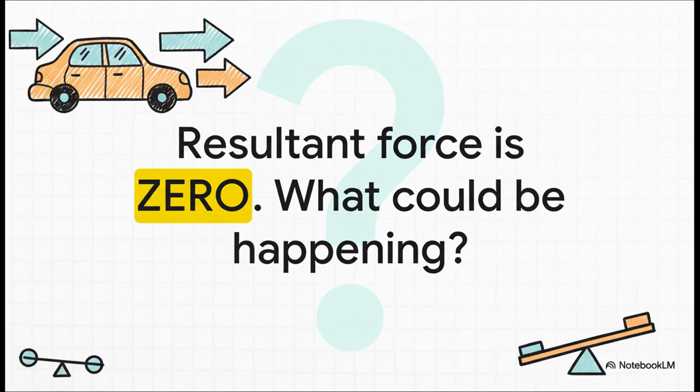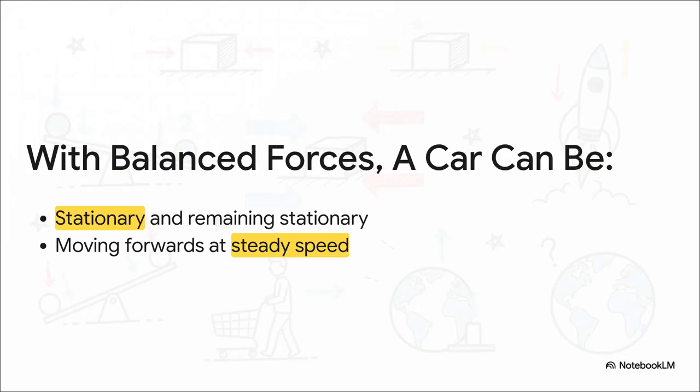So take a look at this car. It's got 75 newtons pushing it forward and 75 newtons pushing it back. The forces are perfectly balanced. The resultant force is zero. So the big question is, what could this car actually be doing right now? And here's the mind-bending part. There are two right answers.